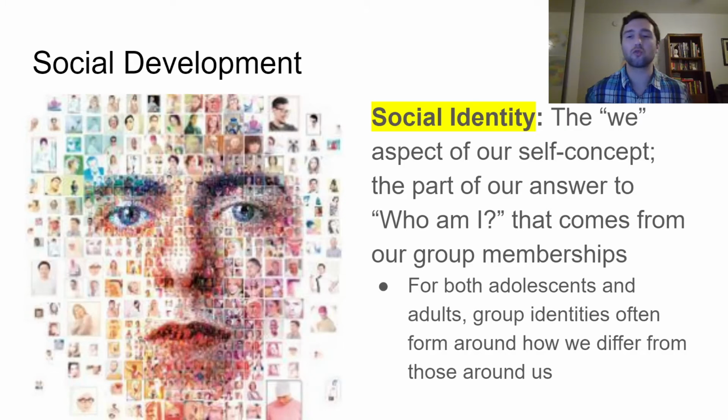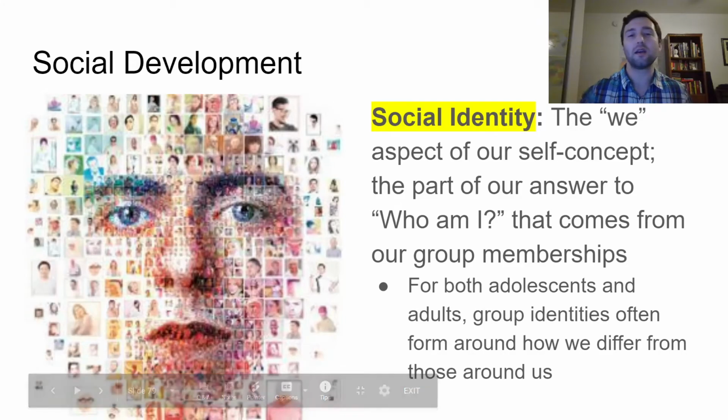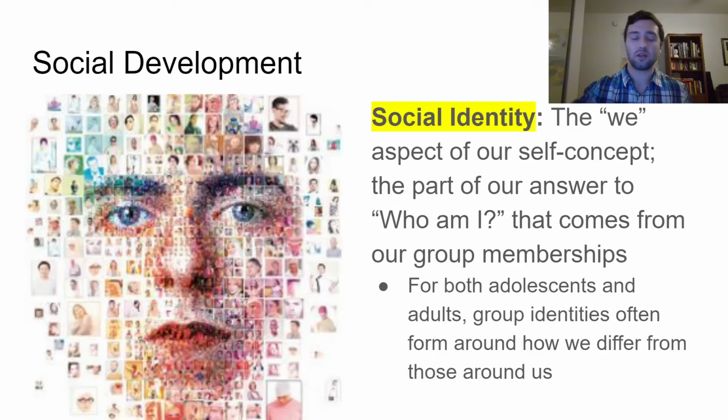So for both adolescents and adults, group identities also form around how we differ from those around us. A lot of these pieces are the things that are making us unique, right? So it's the groups we're in, but it's also the differences we have from other people. If you were writing down, tell me about yourself, you would probably write down not just things that people think of when they think of you, but also things that make you different from your friends and different from your family members. And those would be the things that you hold on to, maybe even a little bit tighter in your identity. So it's how we define ourselves based on the people around us.